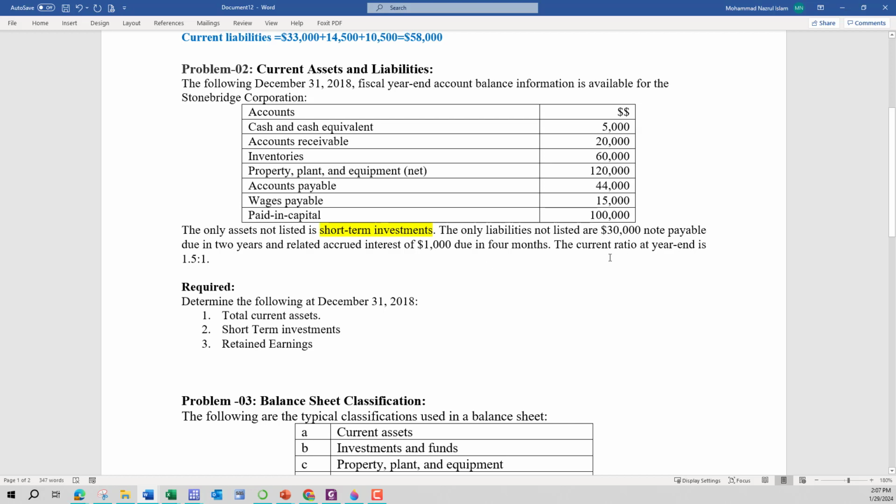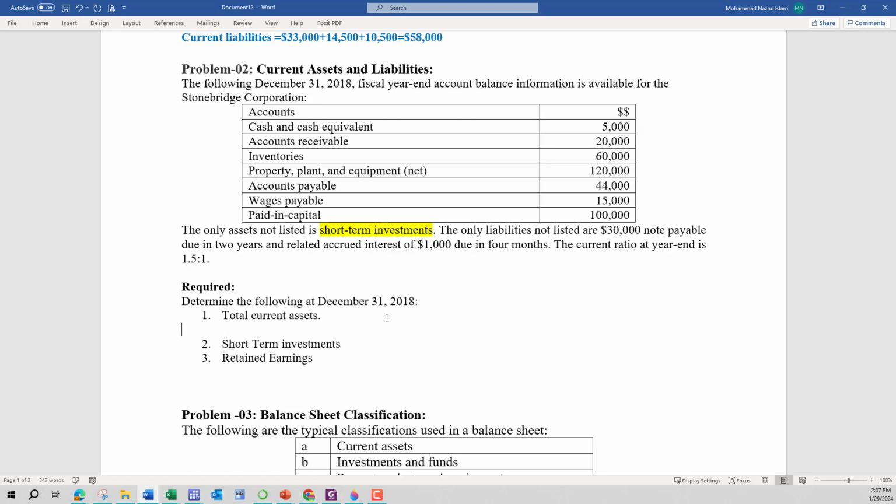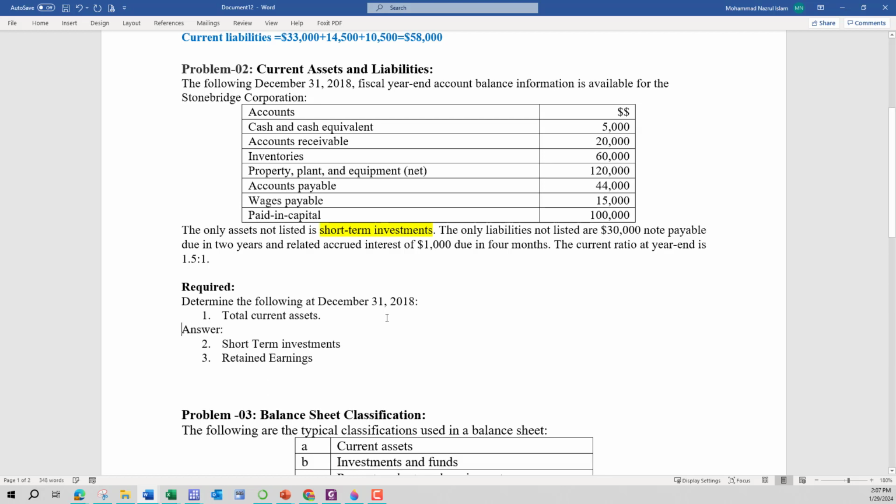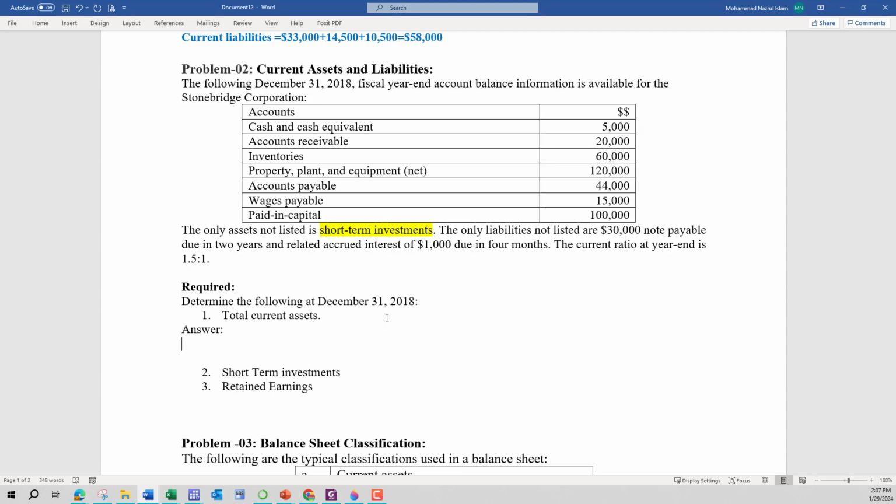So the current ratio at year end is 1.5 to 1. Okay, that's fine. So we need to calculate the total current assets. So let's go to the answer. So total current assets. Now, first thing is, let's calculate the current liabilities.